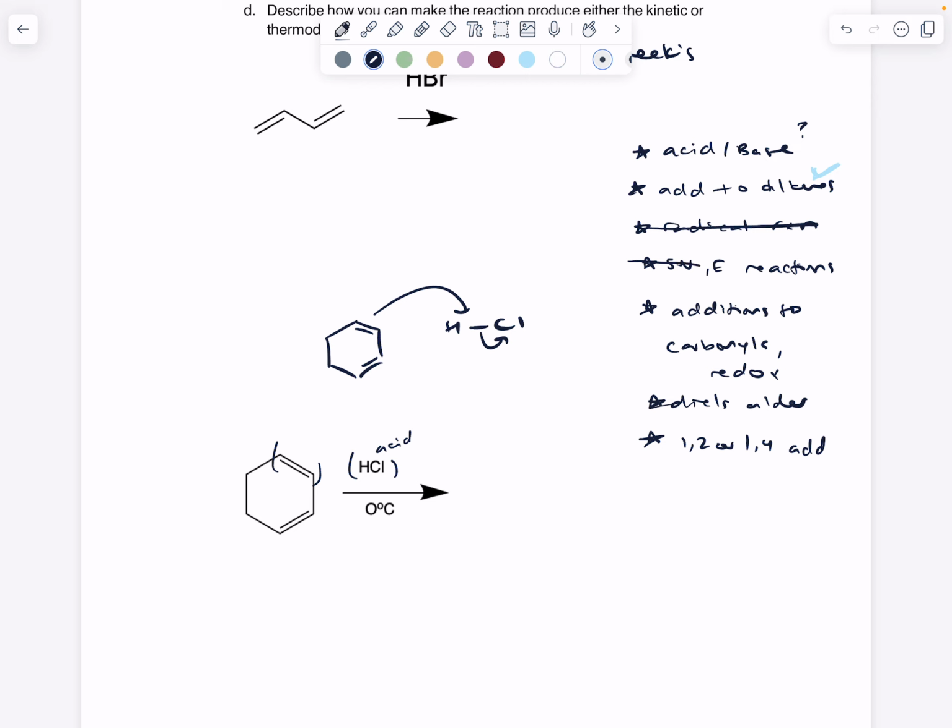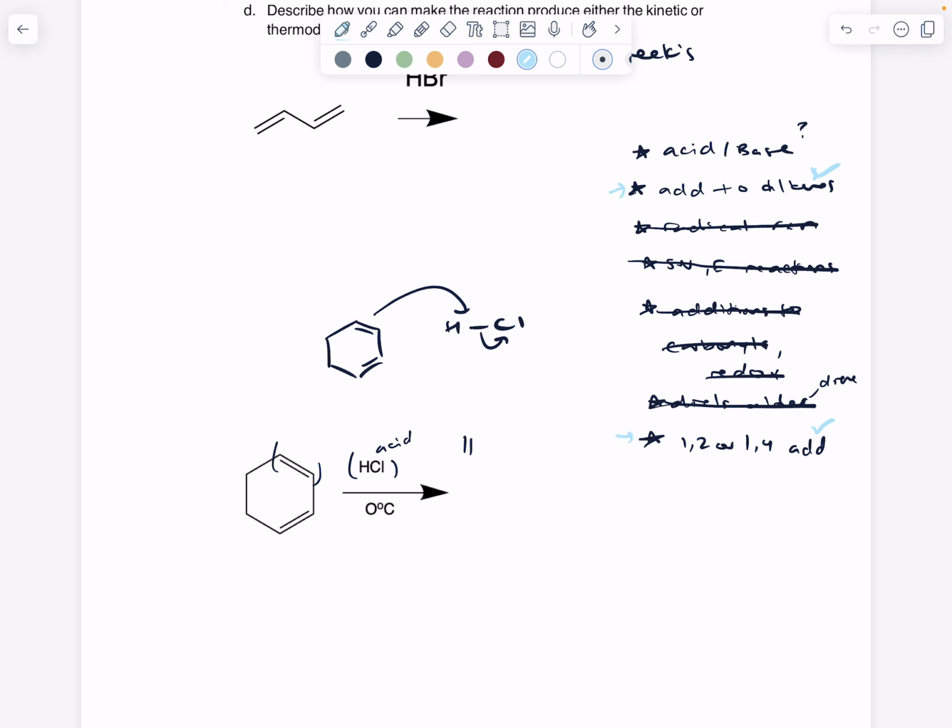There's not a good nucleophile or good leaving group, so I don't think it's SN1, SN2, E1, or E2. Additions to carbonyls or redox, well, we don't have any alcohol, so that doesn't really make sense. And we don't have any oxidizing agents, so I don't think it's any of that. So it could be Diels-Alder. We do have a diene, but we don't have a dienophile, which would need a double bond, so I'm eliminating that. And so it could also be 1,2 or 1,4 addition. Well, these are two of the same types of reactions.